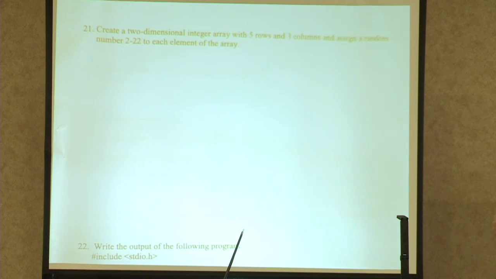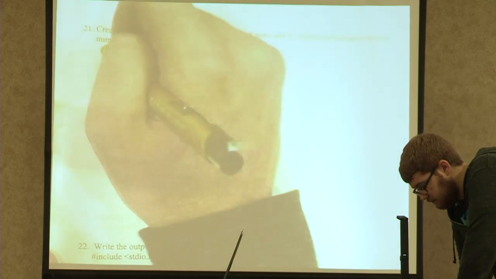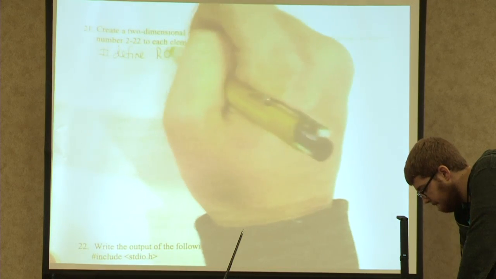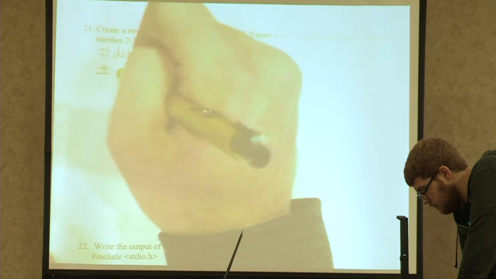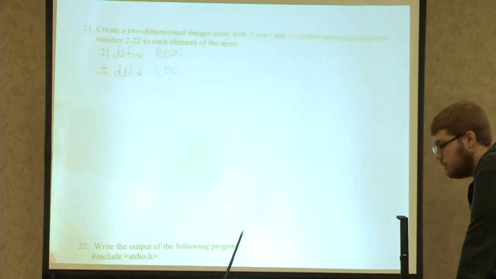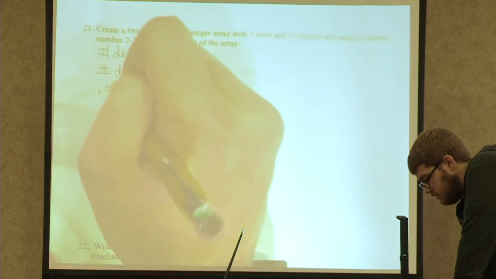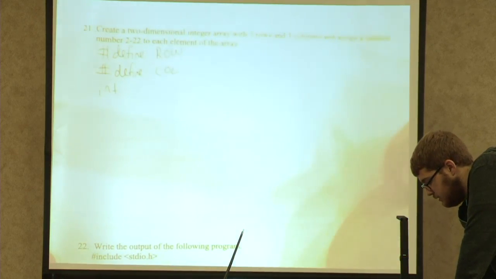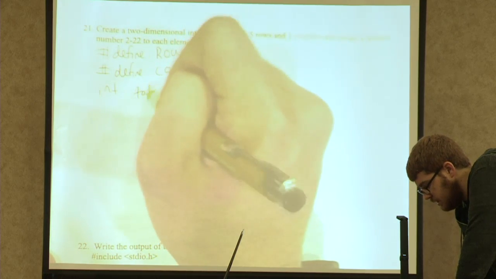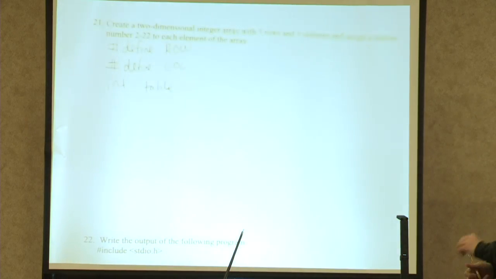Yeah, you can do that. That's a safe way to do it. And then all you have to write is... So it'd be int, right? Because it's an int array. Let's just call it table, right? Because basically what a 2D array is, is a table, so it's going to be 5 by 3, right?